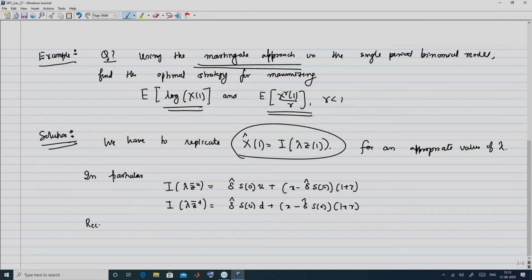Okay, so now recall that we had the expression for ZU and ZD determined in the previous class. So, ZU was 1 over p into (1 plus r) s 0 minus s superscript d over su minus sd, and zd is equal to 1 over 1 minus p into su minus (1 plus r) into s 0 over su minus sd.